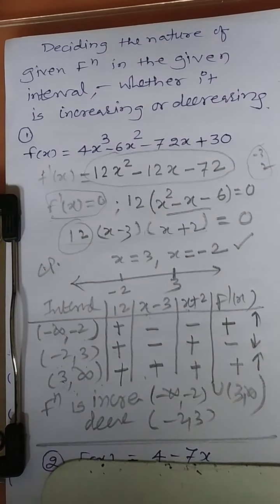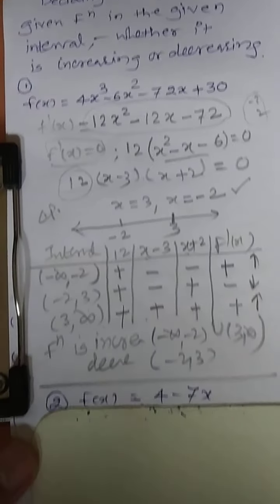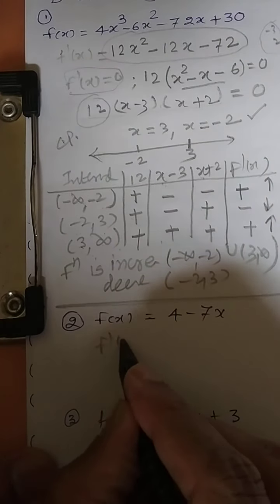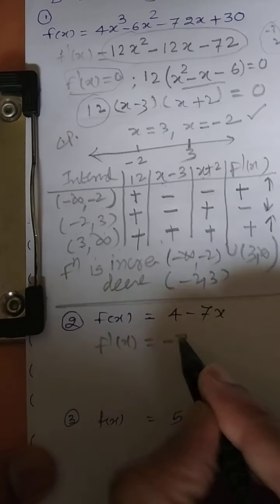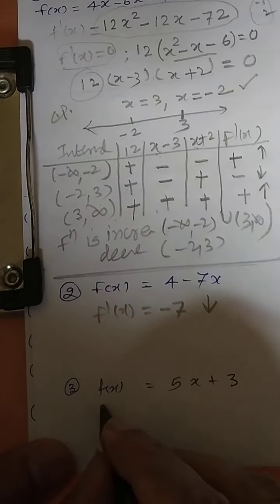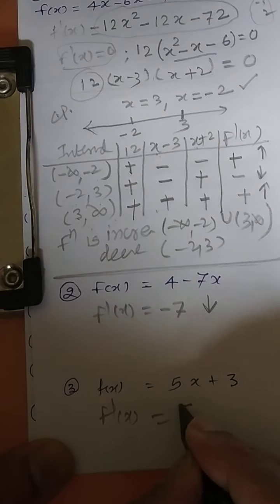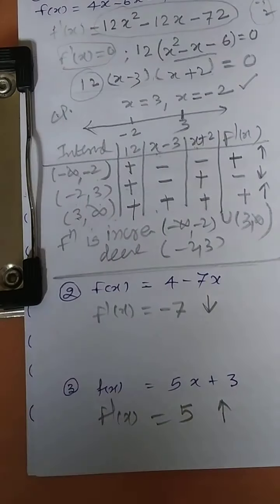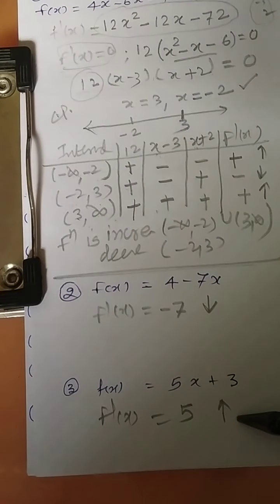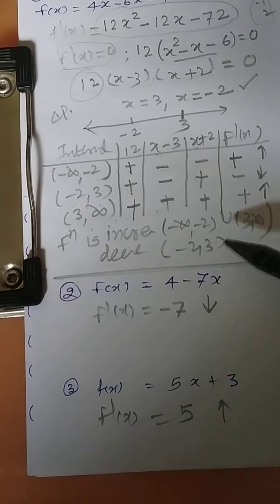Let us see another function. That depends upon the nature of f dash of x. Here f dash of x is nothing but minus 7. That means this should be a decreasing function. In this case, f dash of x is positive, so it should be an increasing function in the entire domain. So this is a strictly decreasing function, and this is a strictly increasing function. Now I am just giving a connection. What this means actually.